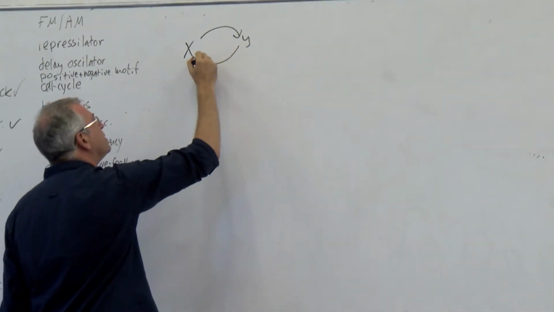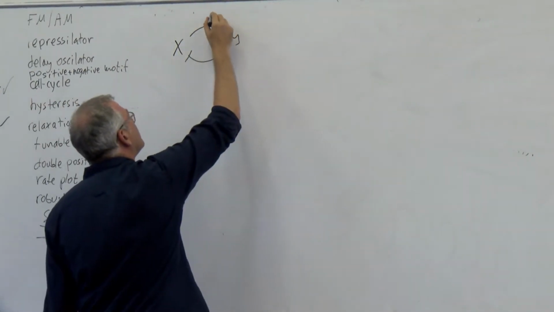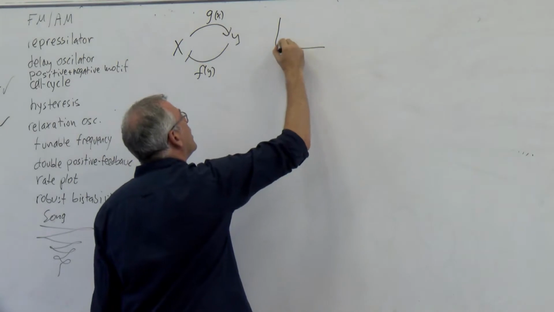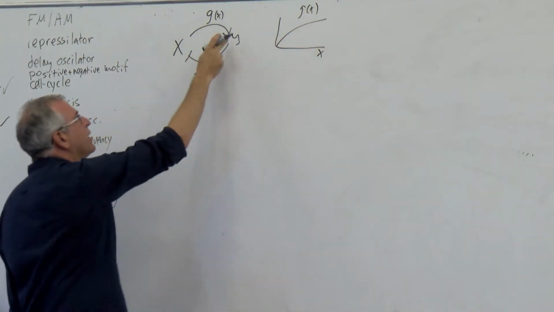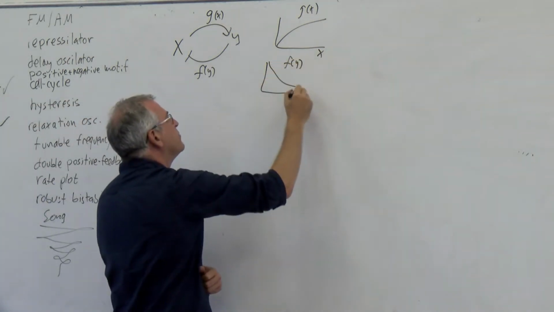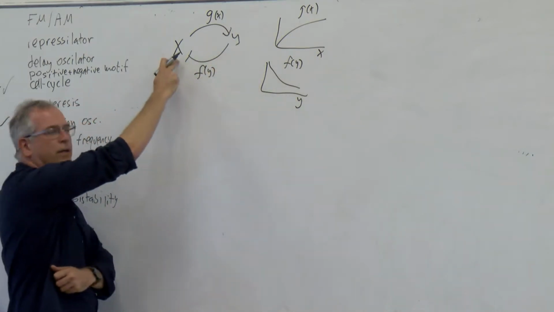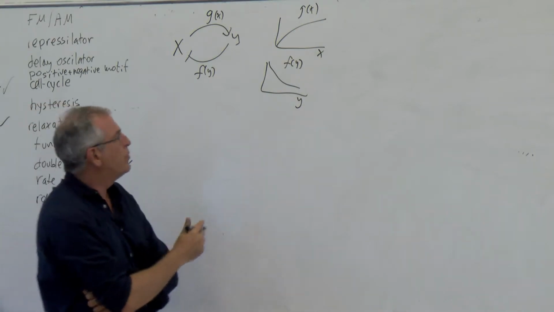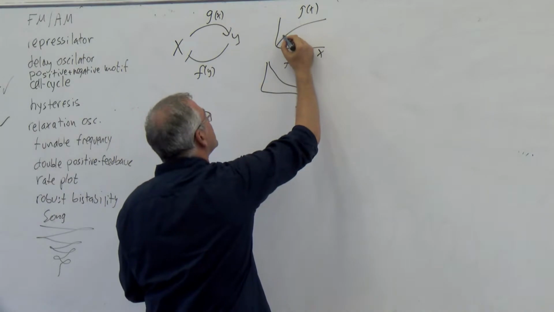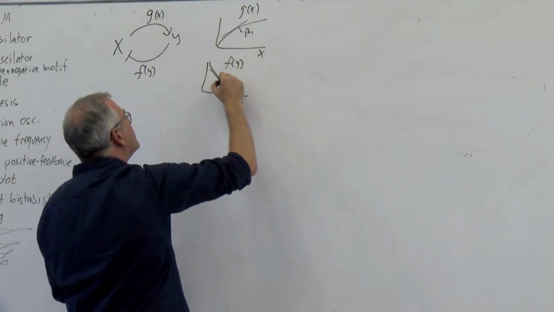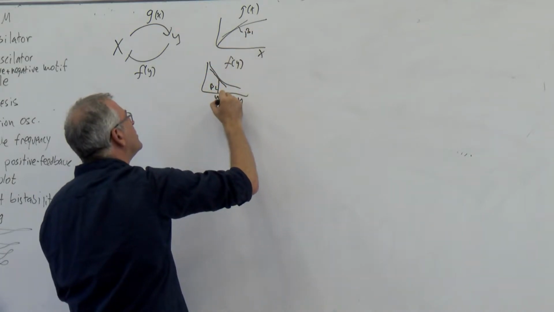When we have x activates y and y inhibits x, then here there's a function g of x, and here is a function f of y. So g of x is the rate that x activates y. And f of y is a decreasing function because it's the rate that y inhibits x. And the important thing is the slope of these functions, around the steady state point.